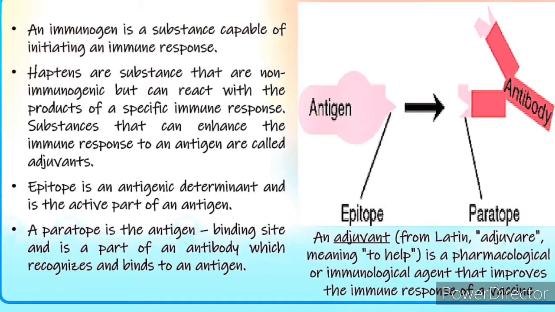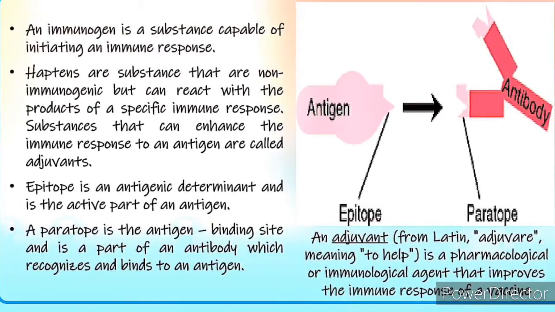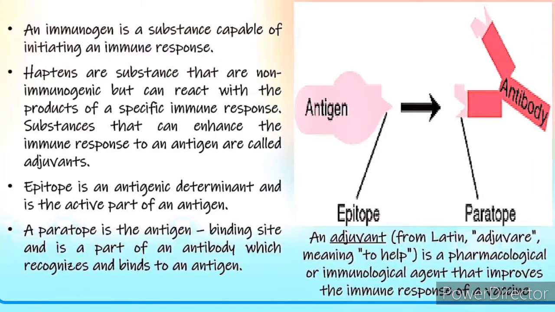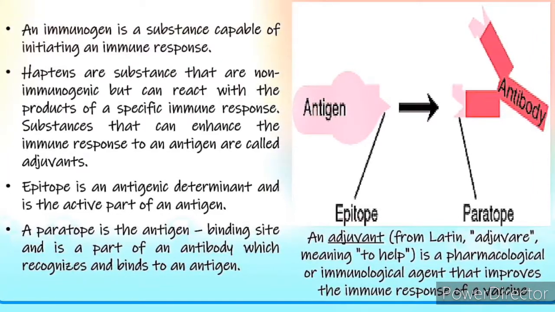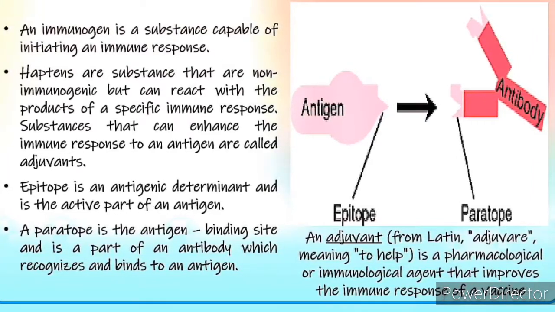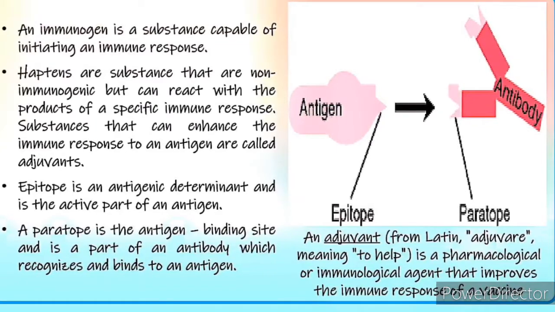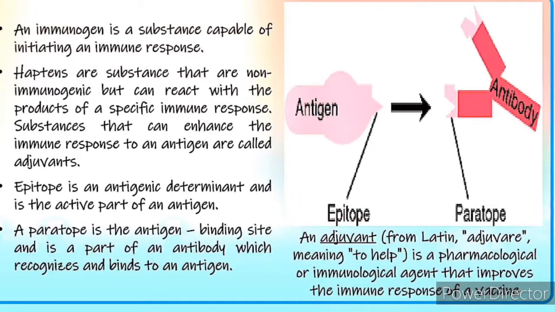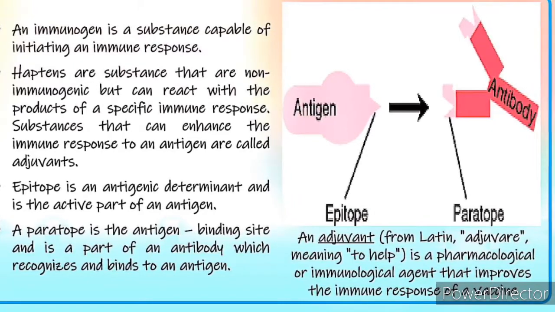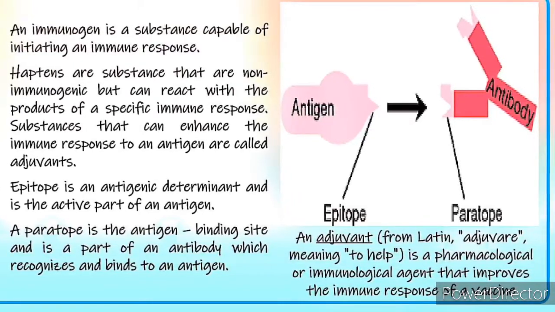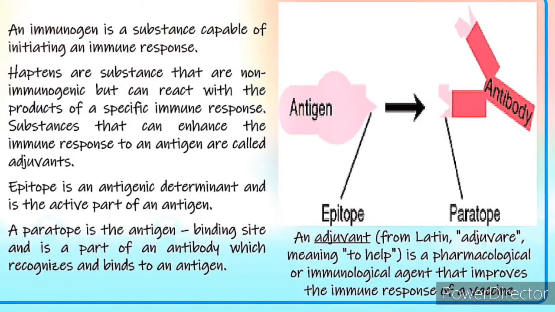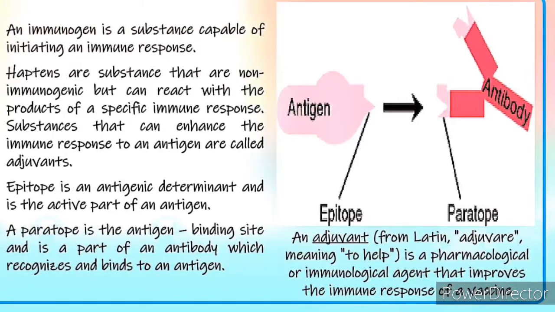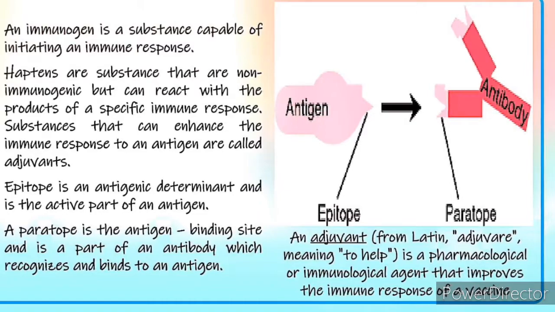Next, adjuvants. They are the substances that can enhance the immune response to an antigen. They are called adjuvants. Now epitope. Epitope is an antigenic determinant and is an active part of antigen. Paratope is the antigen binding site. It is the part of an antibody. You can see the picture and can understand. So paratope is a binding site.